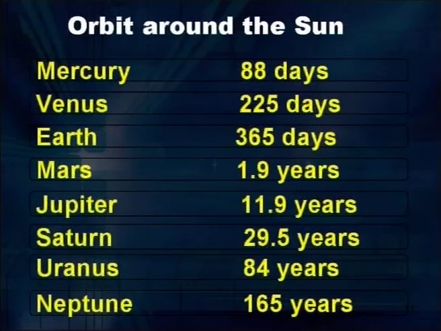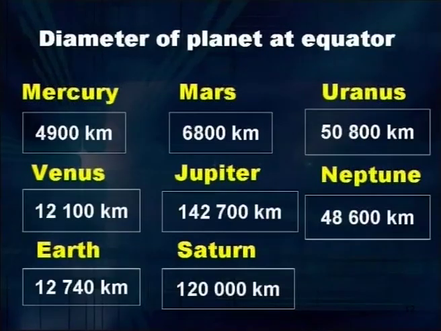Next information, diameter of a planet at the equator. Mercury, Venus, and Earth, the first 3 planets. Our next 3 planets. And our last 2 planets.